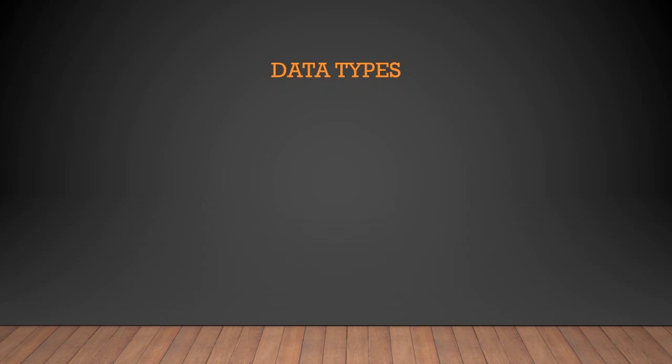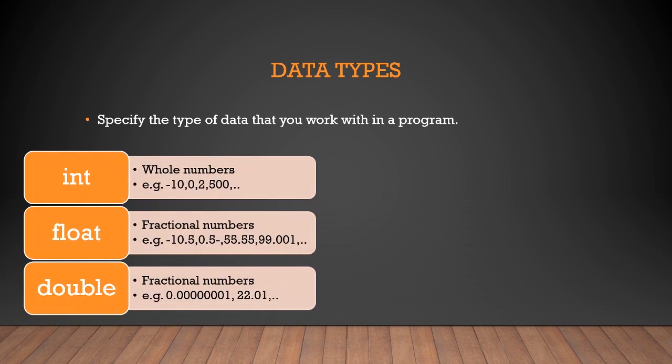Data type. So what is a data type? A data type specifies the type of data that you can work with in a program. So a data type specifies what kind of information you can store in that variable. So we have integer, float, double. In integer you can store whole numbers, negative numbers, positive numbers, but it should be a whole number. In float you can store fractional numbers, negative, positive, zeros.